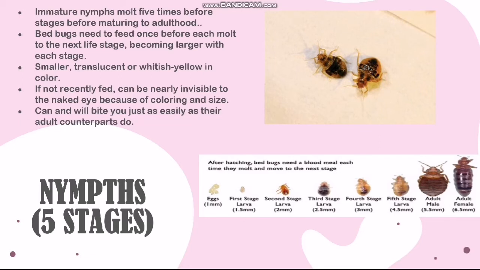To compare with adults, nymphs are smaller and whitish yellow in color, while older nymphs or adults are reddish brown. If a nymph is not recently fed, it can be nearly invisible to the naked eye because of its color and size. But it can also bite humans like an adult. So at room temperature, a nymph will molt and become an adult within 5 weeks.